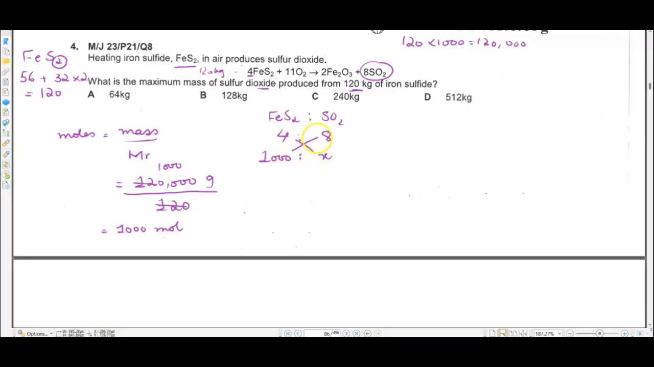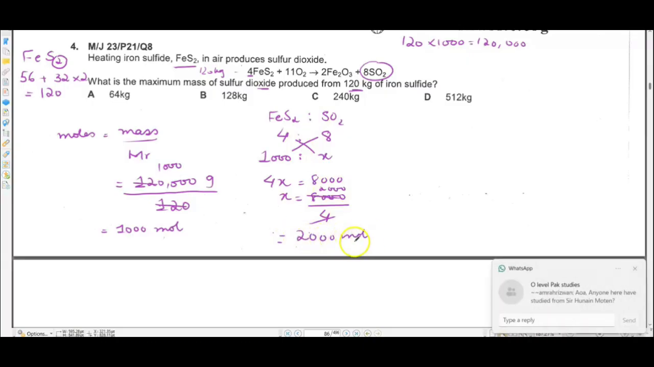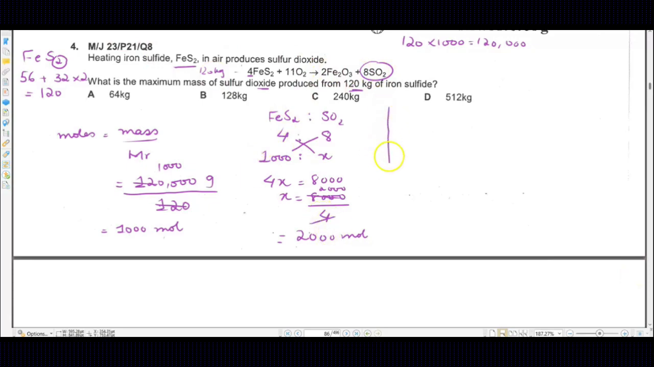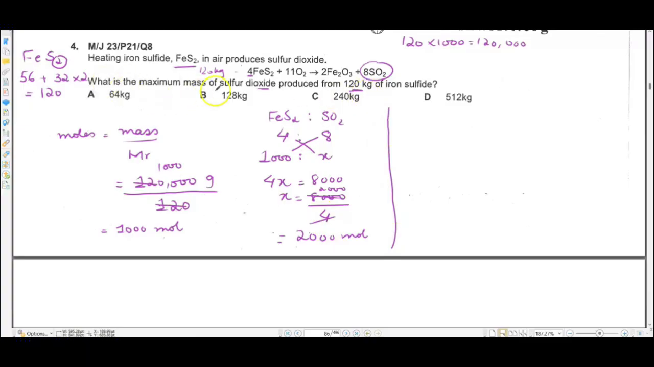Now cross multiplication is going to happen, and 4x is equal to 8000. So X is going to be 8000 over 4, which is 2000. So there are 2000 moles of sulfur dioxide. Now once we have the moles of sulfur dioxide, we can always find the mass of sulfur dioxide.